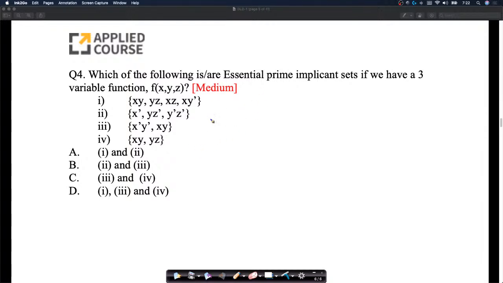Okay, let me try to answer this. I'll explain the concept of an EPI, or essential prime implicant, while I explain the solution, right? So let's take this set first. First let's draw the K-map corresponding to it, right? Let's assume I have Z and I have XY. This is 0, 1, this is 00, 01, 11, 10. Okay, let me start filling it. I have XY first. XY means this will be 1, this will be 1.